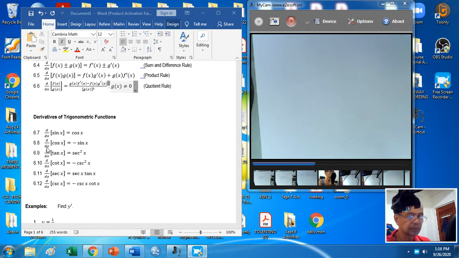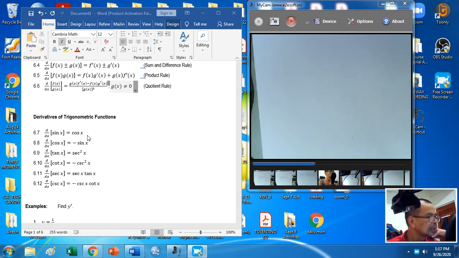And then these formulas must be remembered already. The derivative of sine x is cosine x. The derivative of cosine x is negative sine x. Derivative of tan x is secant squared x. Derivative of cotangent x is negative cosecant squared x. Derivative of secant x is secant x tangent x. And the derivative of cosecant x is negative cosecant x cotangent x.